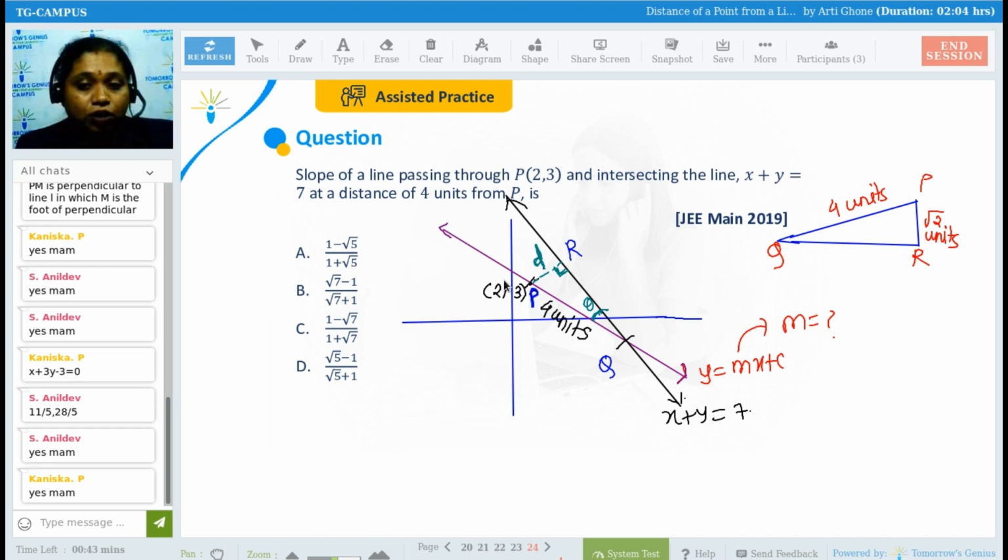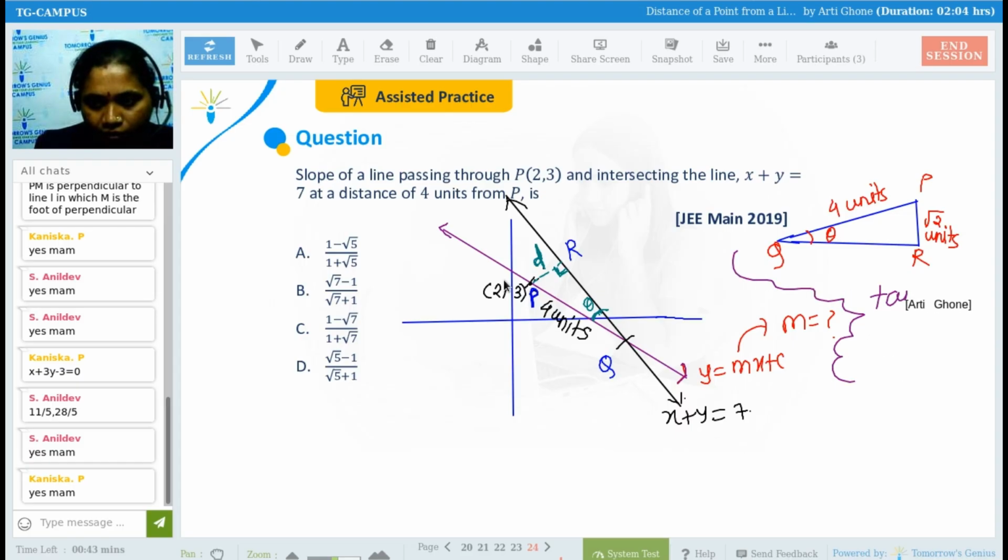So how can we find the distance QR? What will be the answer for QR? Now you'll ask me, ma'am, what is QR needed for? It doesn't matter. That distance QR is helpful in finding theta. Clear? QR is representing the tan of theta. If we see the geometry, tan theta is opposite upon adjacent, so it is nothing but root 2 upon QR. Hence QR is important.